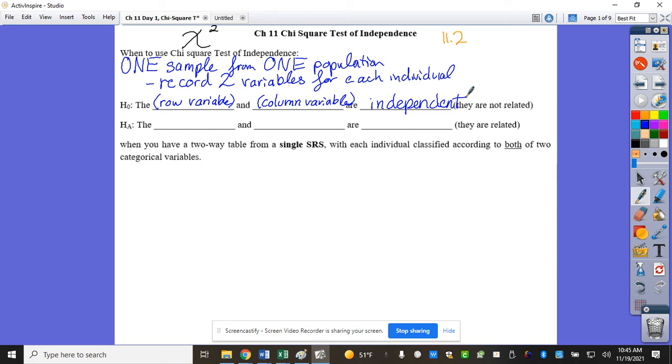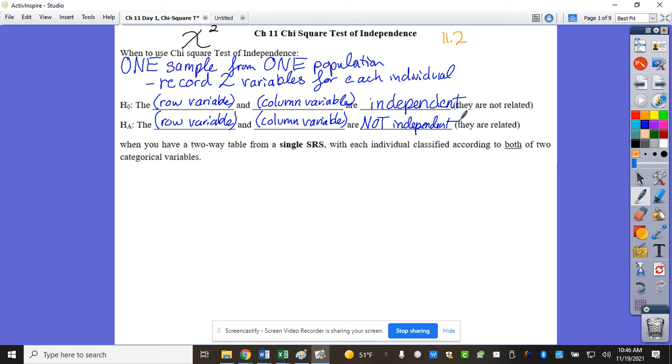So what do you think is going to change about the alternative hypothesis? Not independent. So still the same things we're dealing with. If we have enough evidence, then they're connected somehow, which means they're not independent. And that part off to the side, you don't need to write when you write your actual 4 steps. I'm just telling you that if they're independent, that means they aren't related.